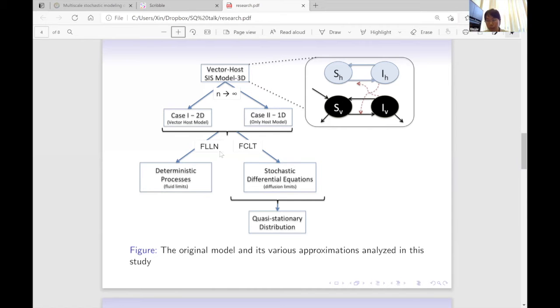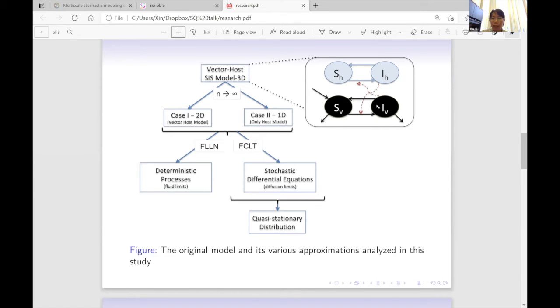That's actually quite standard. This is just for the density-dependent Markov chains. We actually use just the functional law of large numbers and functional central limit theorem for Poisson processes. But if we have a faster dynamic for the vector, then we can observe an interesting limit. Namely, we actually only have a 1D system.